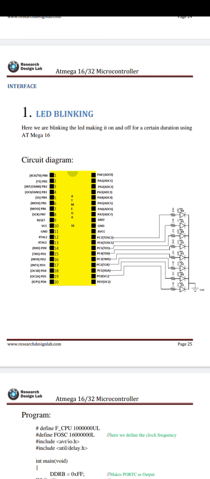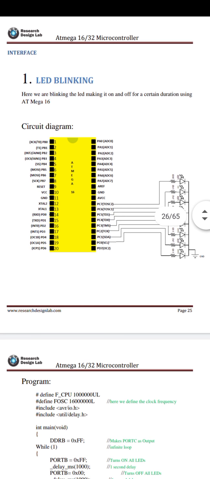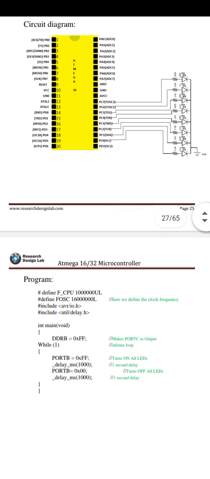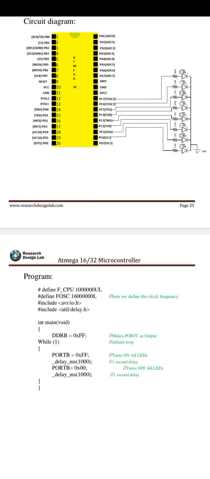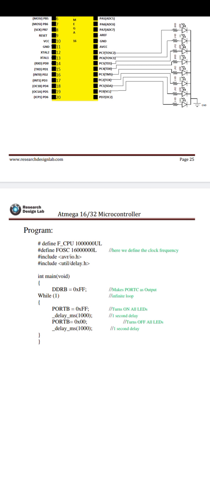Then the other side is grounded. This is the circuit diagram for the LED blinking. Then how to write the program for the LED blinking? We write here #define F_CPU with the clock frequency, and #define FOSC with the clock frequency.